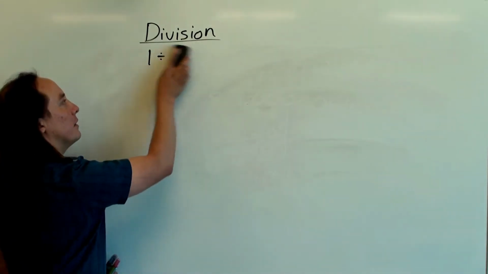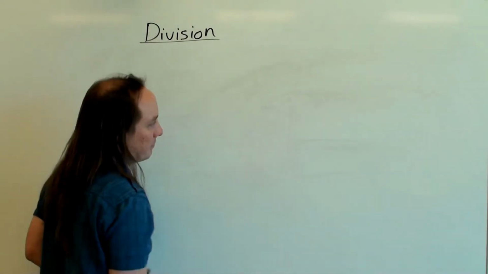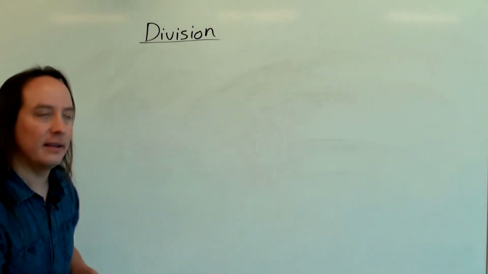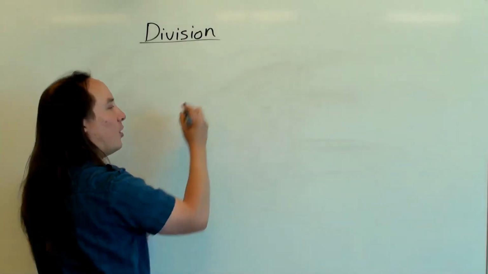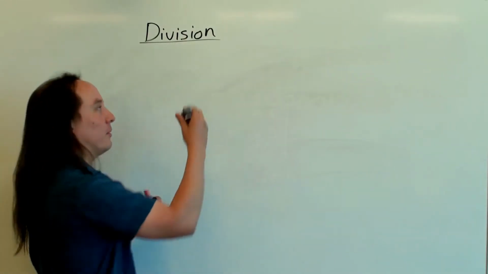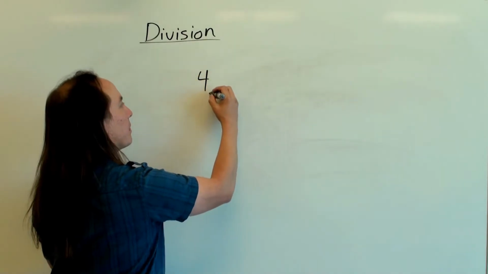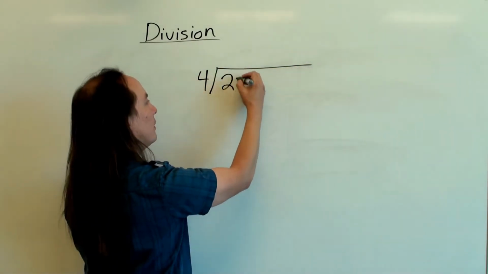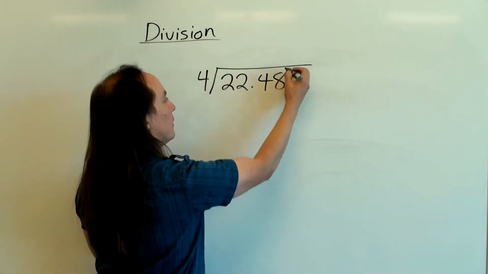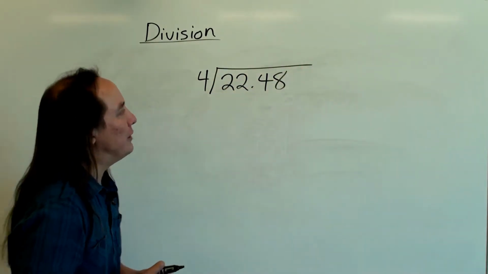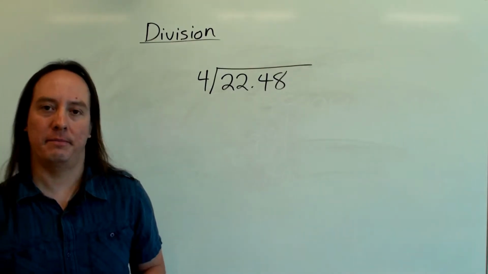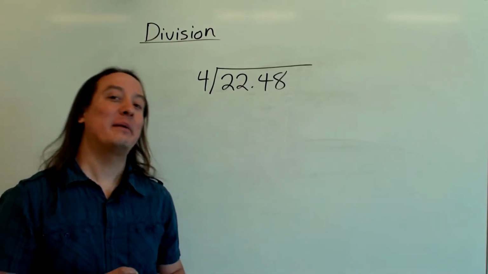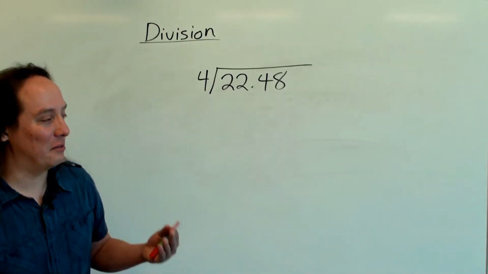All right. So we're going to change it up a little bit now. We're going to start making the divisions a little more complex, just to cover all the kinds of divisions that you might run across, right? Let's see, 22. Okay, so this is 22.48 divided by 4. It does not say 4 divided by 22.48. It's the other way around, okay?